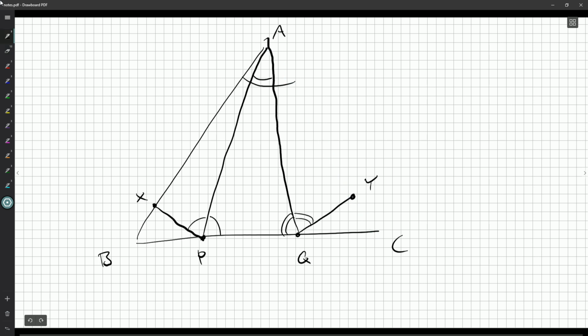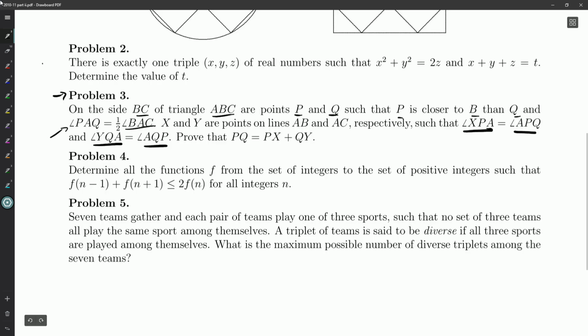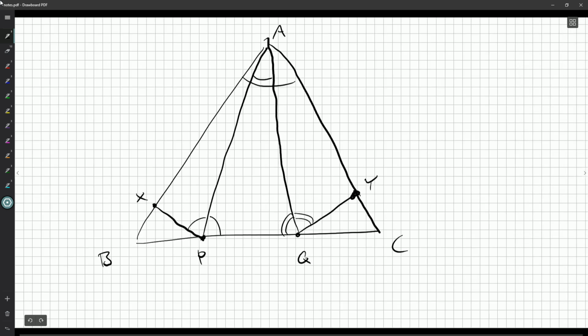Oops, lost the whole side of a triangle. Okay. And then, so we've got those. Prove that PQ is PX plus QY. So PQ is PX plus QY, which doesn't quite look it in my picture, but that's okay.